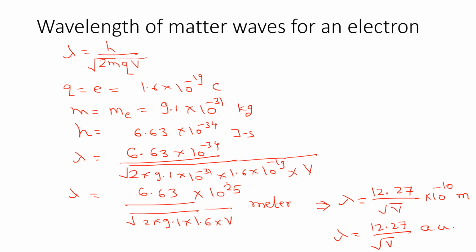If this voltage is 100 volts, what will be the wavelength of matter waves? So lambda will be equal to 1.227 angstrom units. So this formula helps us to calculate the wavelength of matter waves. Such a numerical can be there in the examination. If the numerical is for an electron, we can directly start with this formula. For other particles like proton and neutron, we should start with this formula.